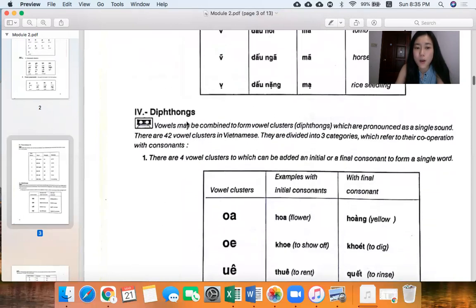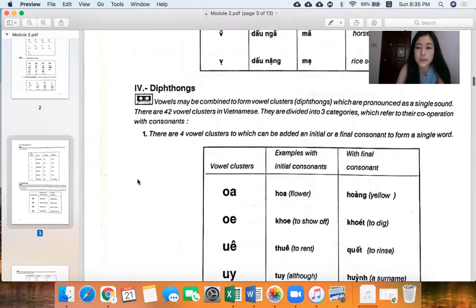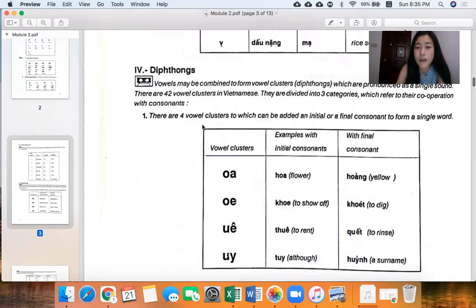Four, diphthongs. Vowels may be combined to form vowel clusters, diphthongs, which are pronounced as a single word, single sound. There are 42 vowel clusters in Vietnamese. They are divided into categories, which refer to their cooperation with consonants. 1. There are 4 vowel clusters to which can be added an initial or a final consonant to form a single word.